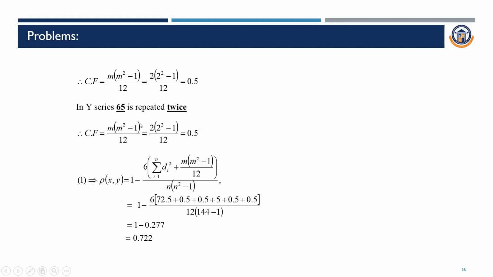So now we substitute all these correction factors and summation di square in this formula. Then 1 minus 0.277. Then final answer is 0.722. This value also lies between minus 1 and plus 1. So our answer is correct.